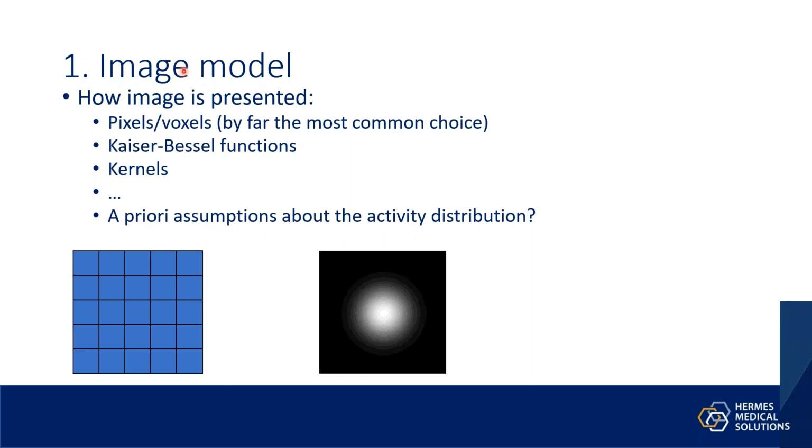One other thing that we have to consider when we talk about the image model is the prior assumptions about the activity distribution. Usually we assume that the neighboring voxels are not correlated, their noise is not correlated, but there can be correlations between them, and that is something that we will come back to in the Bayesian or the penalized likelihood section of this presentation. But for now, we assume that our image is presented by voxels, and there are no prior assumptions about the activity distribution that we are reconstructing.